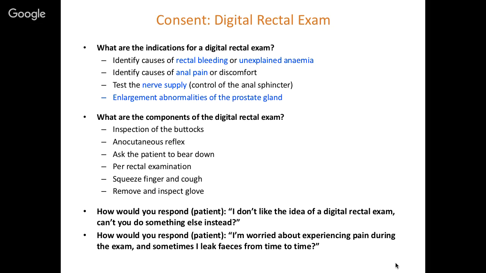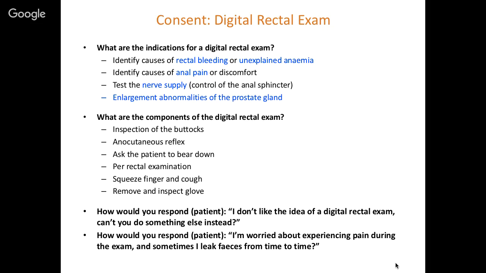Second, or maybe the same patient: I'm worried about experiencing pain during the exam, and sometimes I leak feces from time to time. So what would you say? Pardon? Won't say it on the recording then. Anyone else? It's natural to experience some pain. Yes, perfect. So just allay their anxiety. A lot of this is common sense, but if you don't think about it, it might be a bit of a curveball in the OSCE.